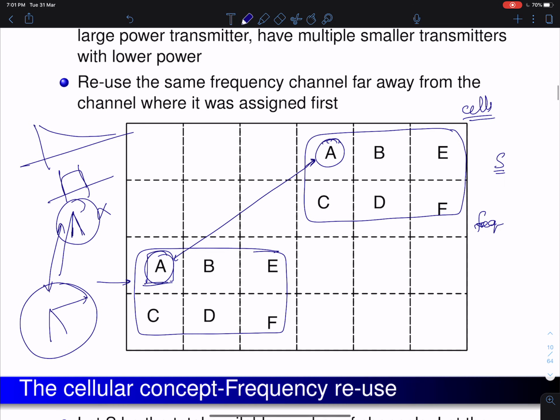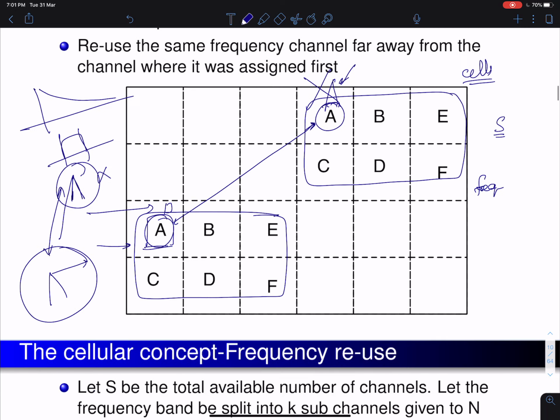So even if the base station here is transmitting the same frequency, a mobile phone in this region will not receive the signal transmitted from there. That's an interfering signal, and it will not be received if the two base stations are sufficiently far apart. So that's the first concept.